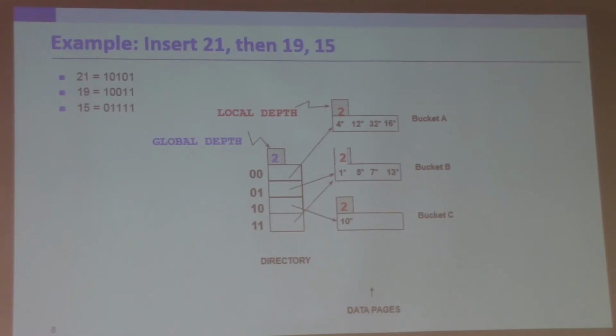If the bucket is empty, then we can combine. Yeah, of course. If you delete 10, then we can remove it. You can deallocate this bucket, make this pointer point to here, and when that happens, you decrement your global depth by 1, because you no longer need 2 bits to distinguish them. You only need 1 bit to distinguish everybody. At that point, you decrement your global depth by 1. Does that make sense?